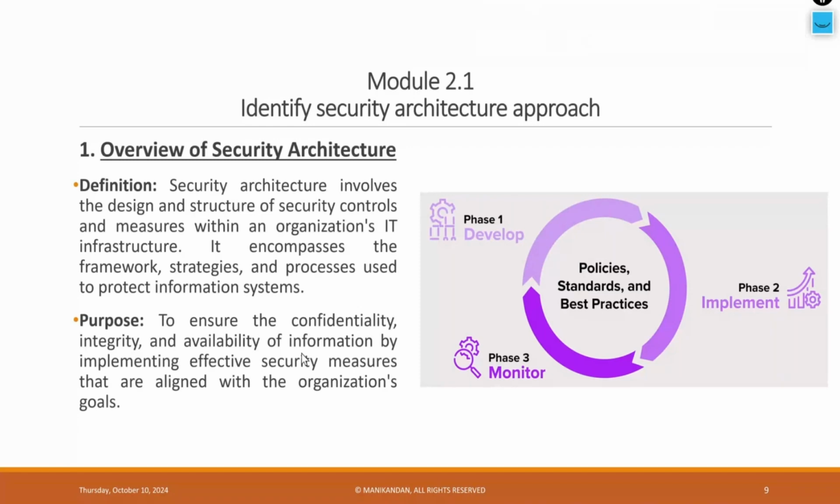Phase one is, first we develop. What do we develop? We develop the policies. In order to support the policies, we develop the standards. Then we develop the procedures and the baselines. Even from the documentation point of view, first we need to have a policy, then a standard, then a procedure, then a baseline. These four documents are very, very important for every organization.